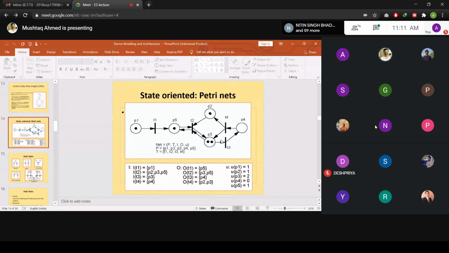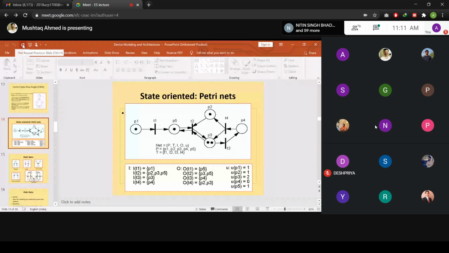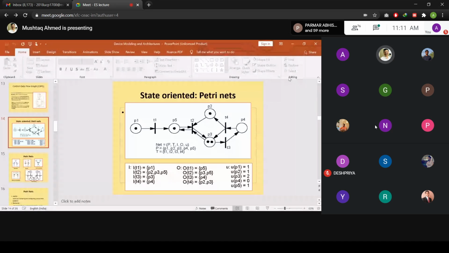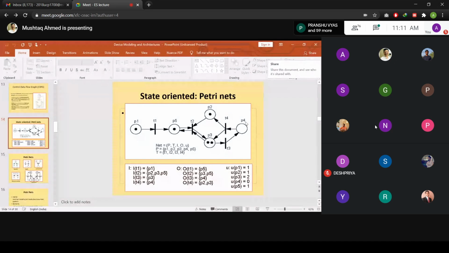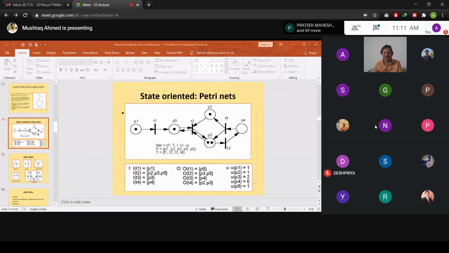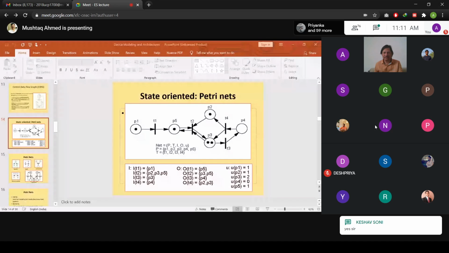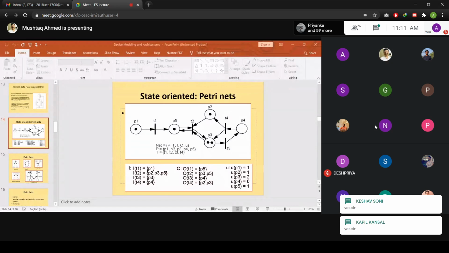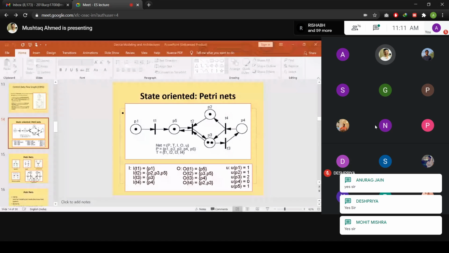Okay, so let me try to. Is this visible? The Petri Net is visible? Rahul? Okay, so are you getting what I am stating?